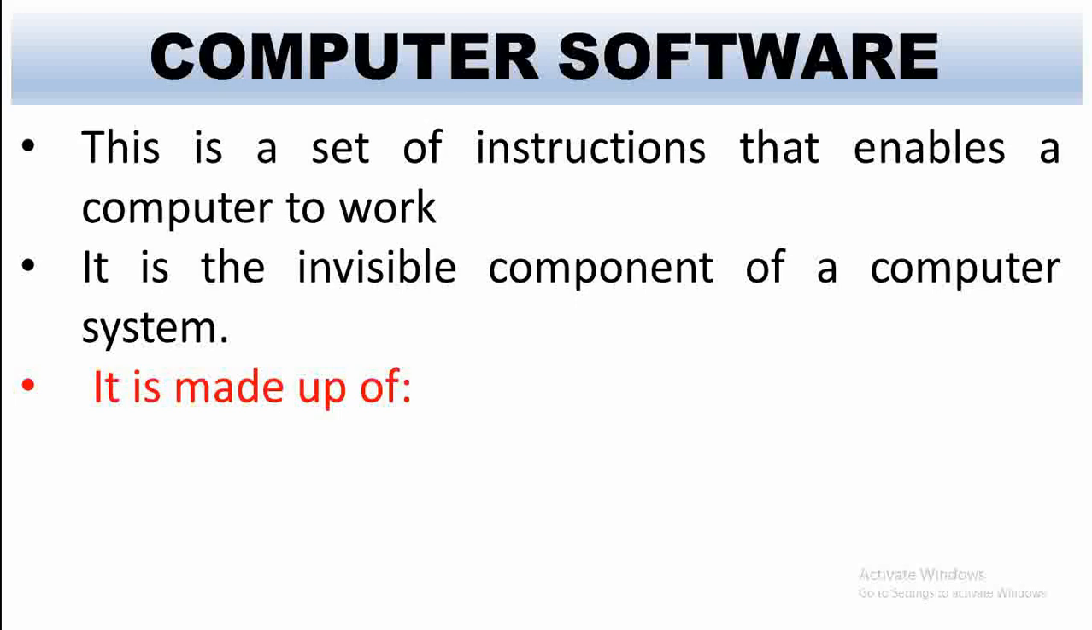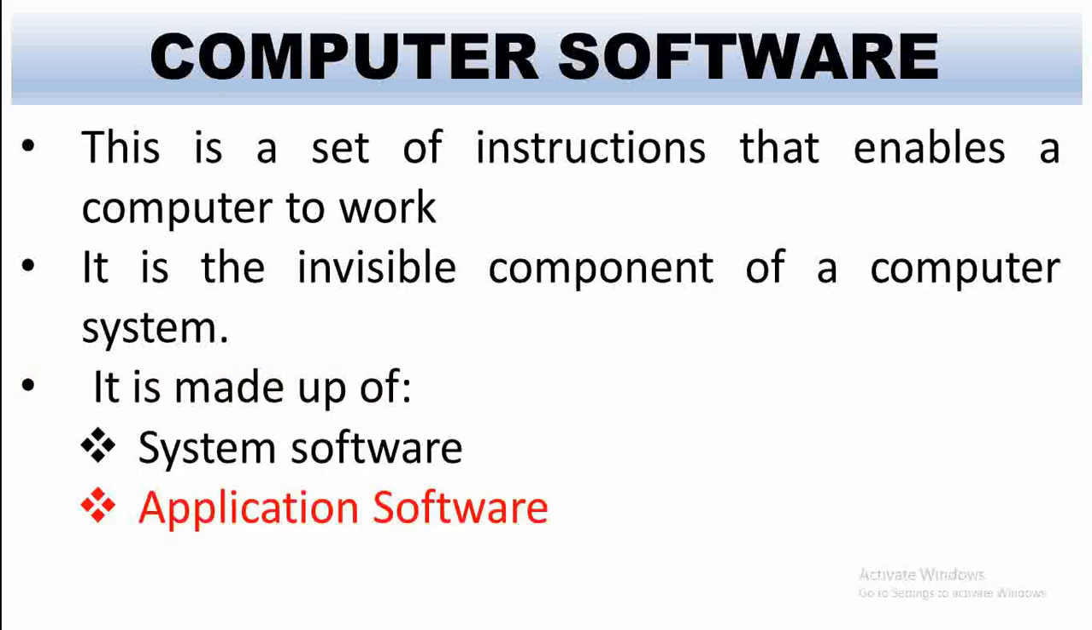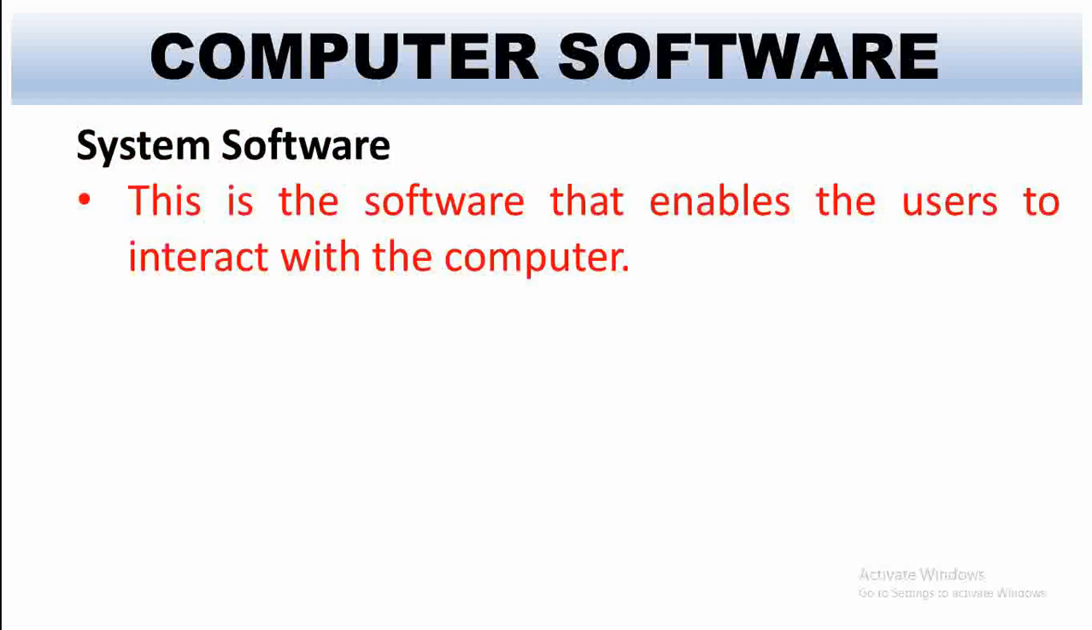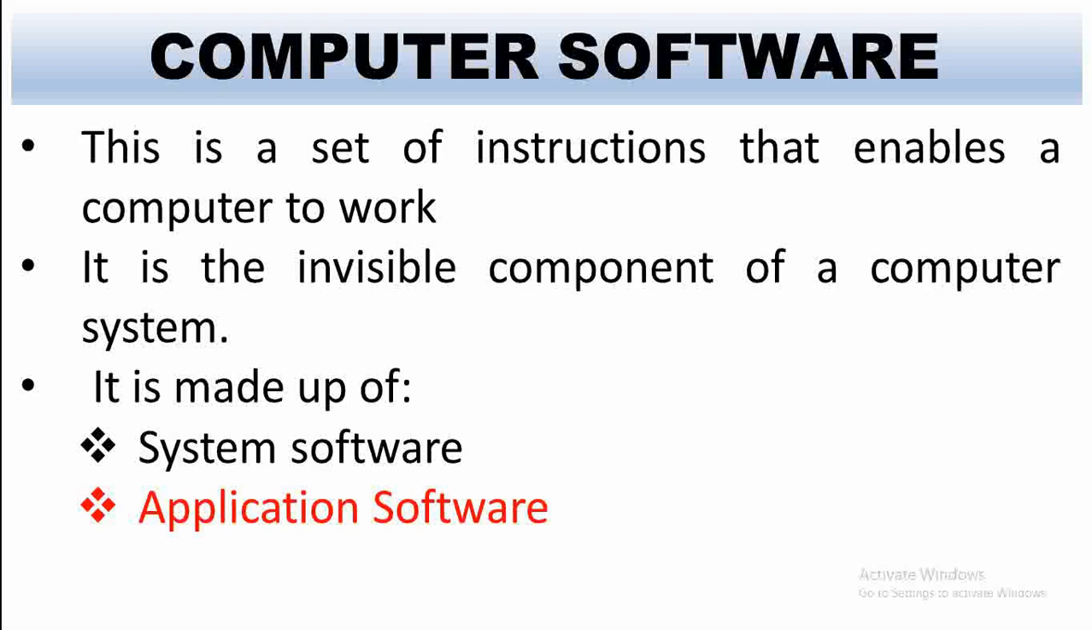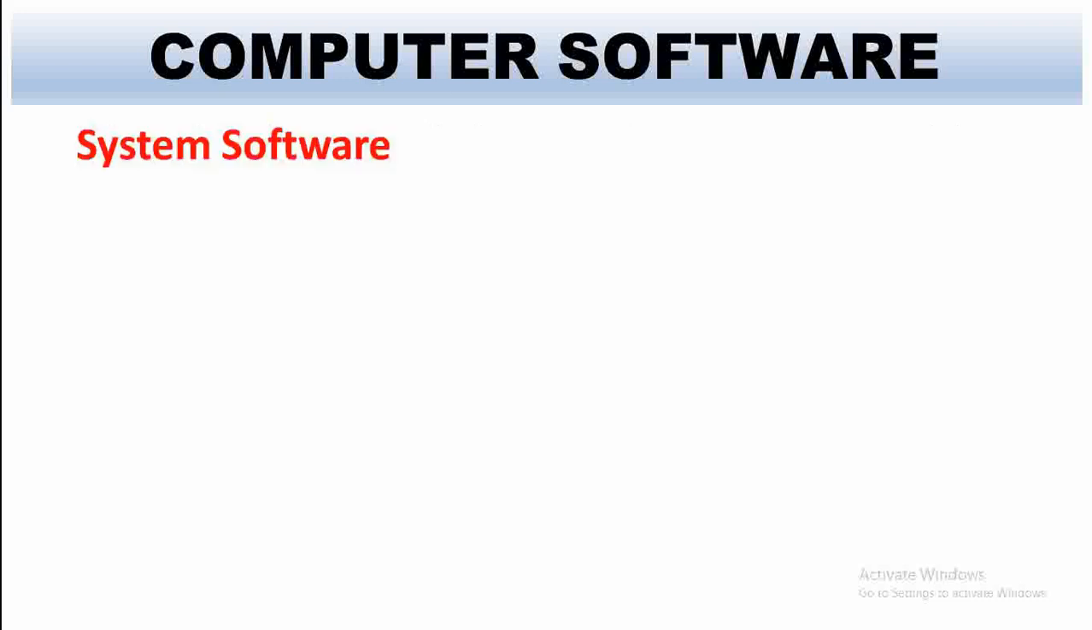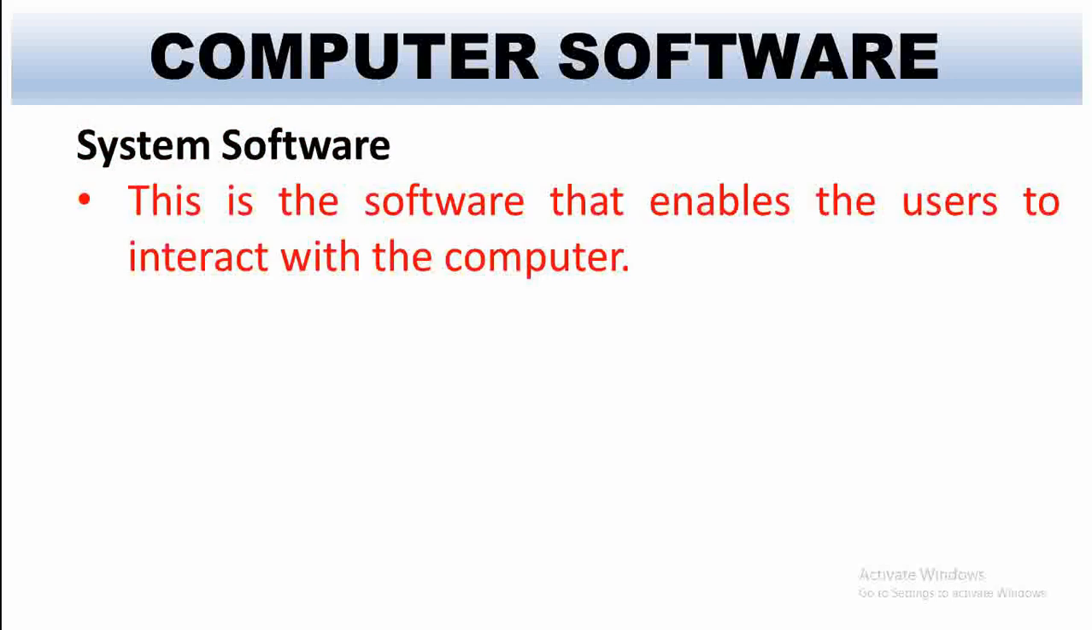And computer software is made up of the system software and the application software. System software and application software, those are the two types of software that we have. So let's start with the first one, which is system software. This is the software that enables the users to interact with the computer.